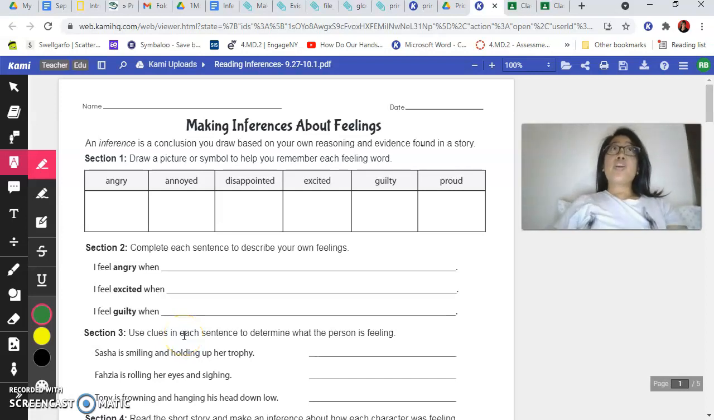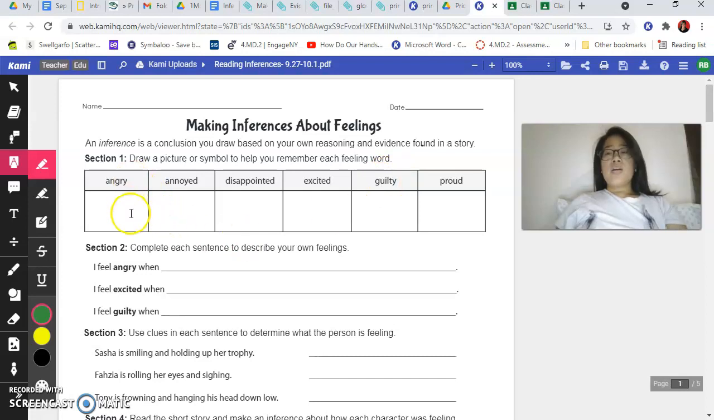Alright, class, so for your online assignment, this will be your reading instruction, making inferences. First, you'll start on Monday with making inferences about feelings. An inference is a conclusion you draw based on your own reasons and evidence found in the story. You're going to draw a picture or a symbol to help you remember each feeling word.